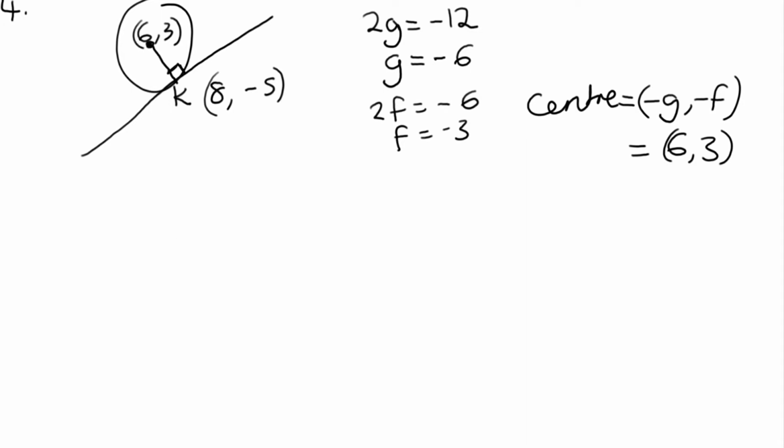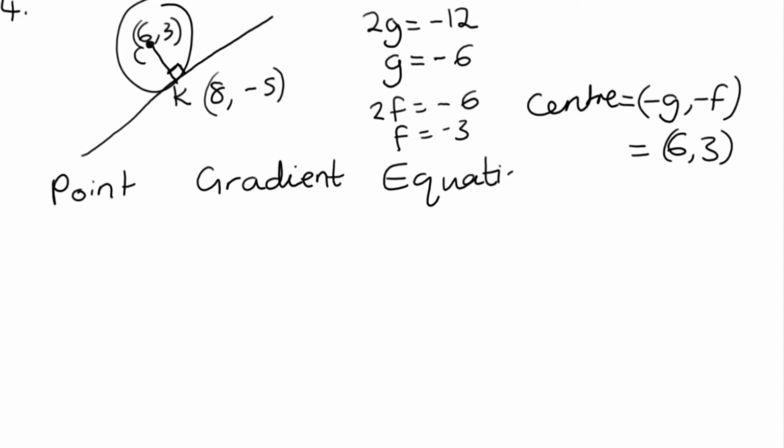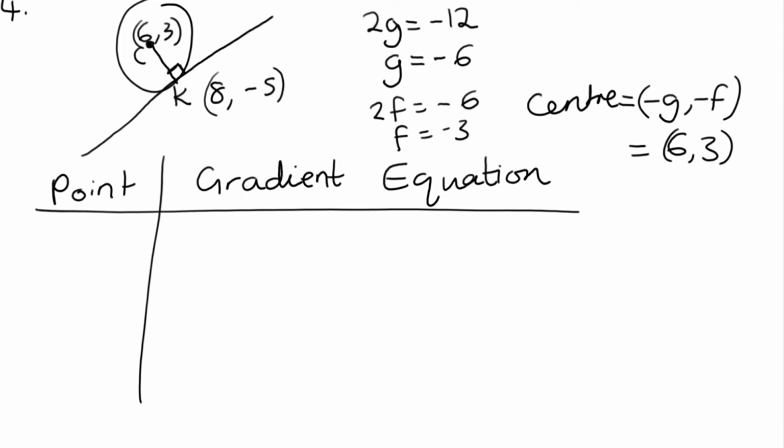Okay, to find the equation of the tangent, we just need to find the gradient from the centre, put a C on the centre, the gradient from C to K. So we'll do our gradient formula. We could actually use a point gradient equation, since a tangent is a straight line. The point we can use has to be K, because C is not on the tangent, so it has to be K. You don't have a choice here.